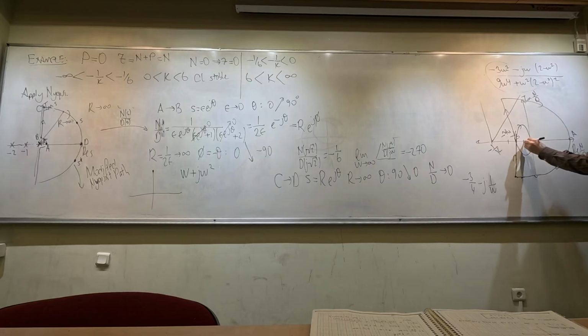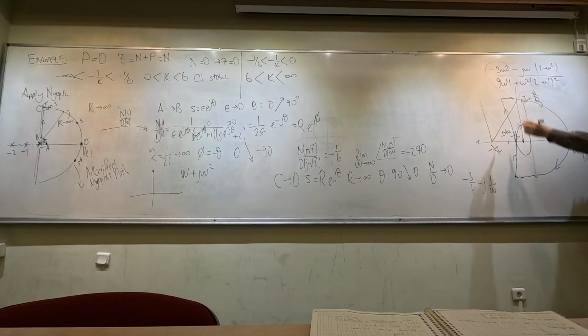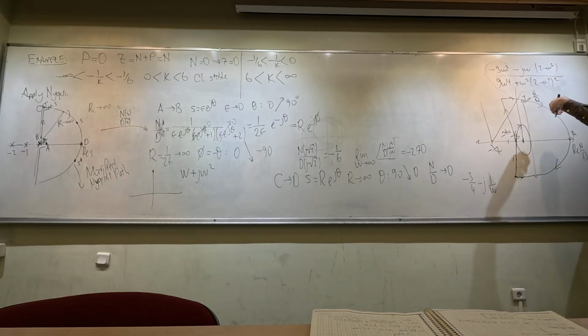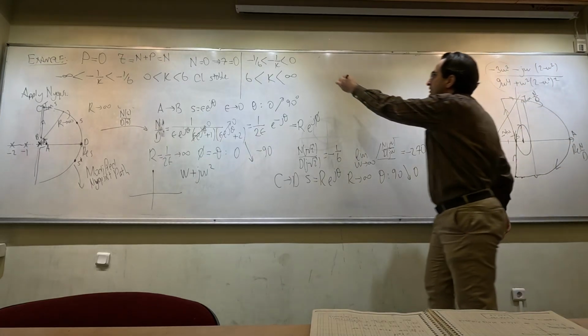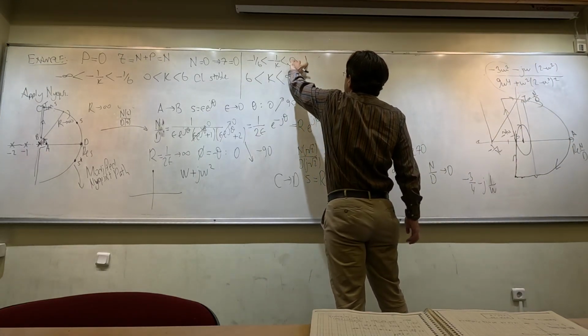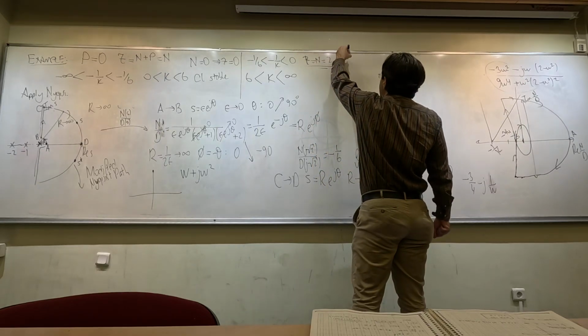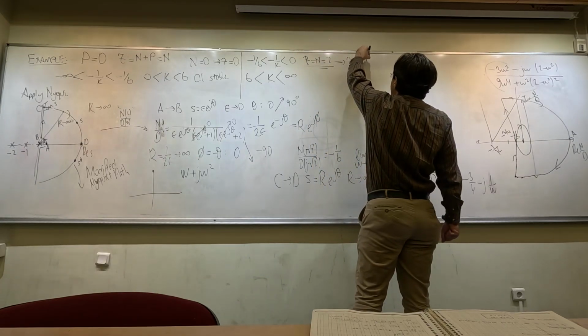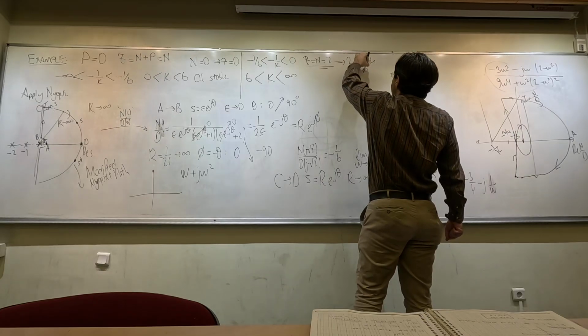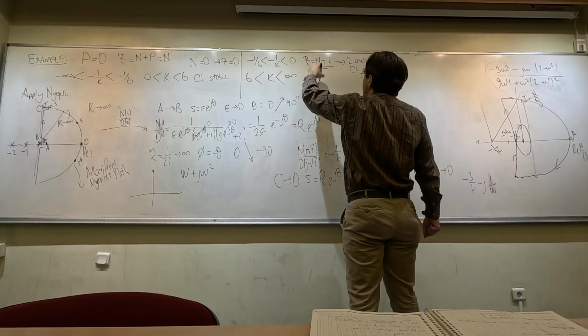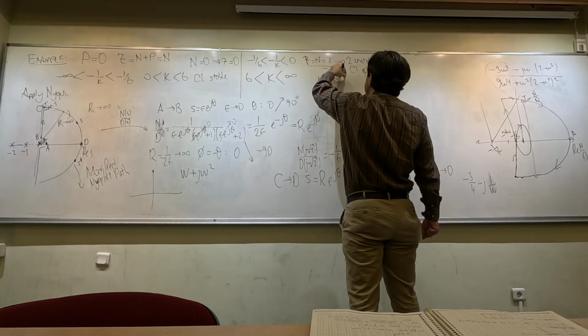And in this case, -1 over k is in this interval. How many times is it encircled? I'm just drawing something like this. I'm counting clockwise encirclements. So how many times do we encircle -1 over k? Twice. So I have here N = 2, Z = N = 2, meaning that we have 2 unstable closed loop poles, meaning that we have an unstable closed loop system.